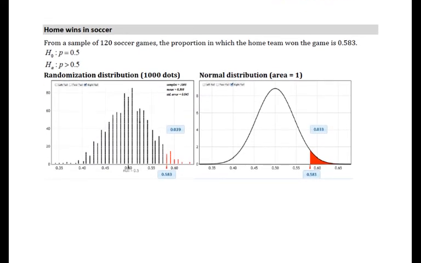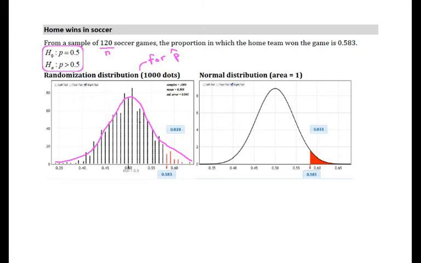For example, if we consider this randomization distribution for the hypotheses p is equal to 0.5 versus p is greater than 0.5, so this is a randomization distribution for a sample proportion p hat, from soccer games, so we have n equals 120 soccer games. It looks like this distribution is approximately bell-shaped, and therefore we can approximate it with a normal distribution.